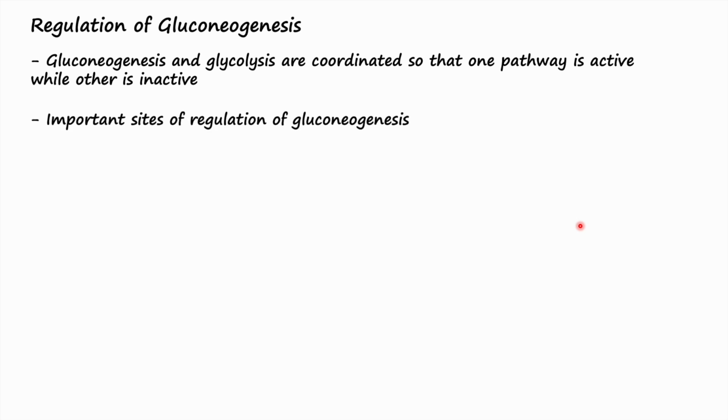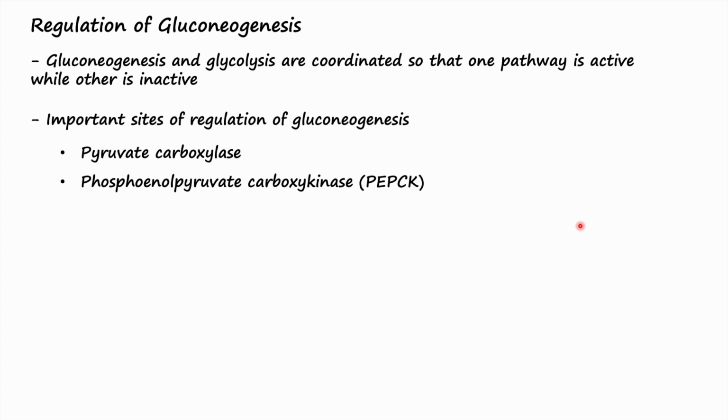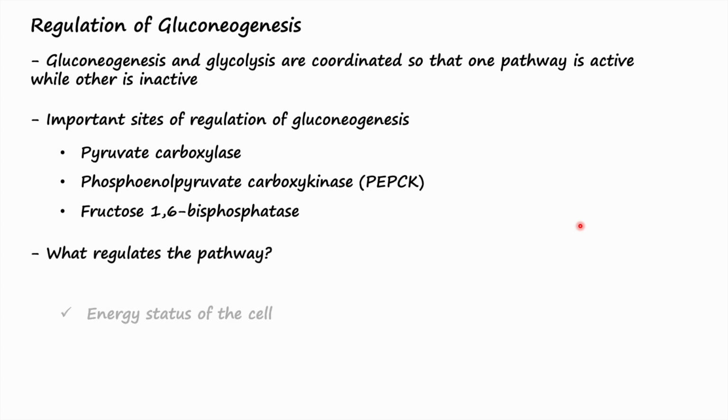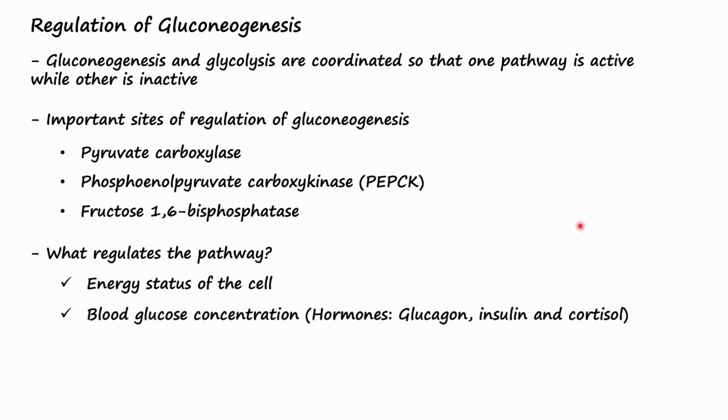The important sites of regulation of gluconeogenesis are three different enzymes: pyruvate carboxylase, phosphoenolpyruvate carboxykinase, also known as PEPCK, and fructose 1,6-bisphosphatase. And what actually regulates the pathway? First and very important is the energy status of the cell, whether the cellular energy is high or low, and we are going to learn about that shortly. Second is the blood glucose concentration, which is regulated by hormones such as glucagon, insulin, and cortisol. And lastly, it is also regulated by the availability of the substrate.